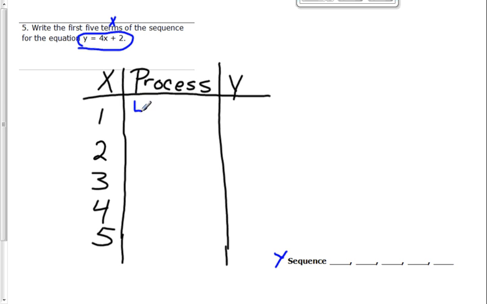My coefficient's 4, so I got to do 4 times 1. 4 times 1 is 4, and then I have a constant of 2, so plus 2. So my answer would be 6. For the second term, the second position, 4 times 2 plus 2. I'm sorry. 4 times 2 is 8, plus 2 is 10.